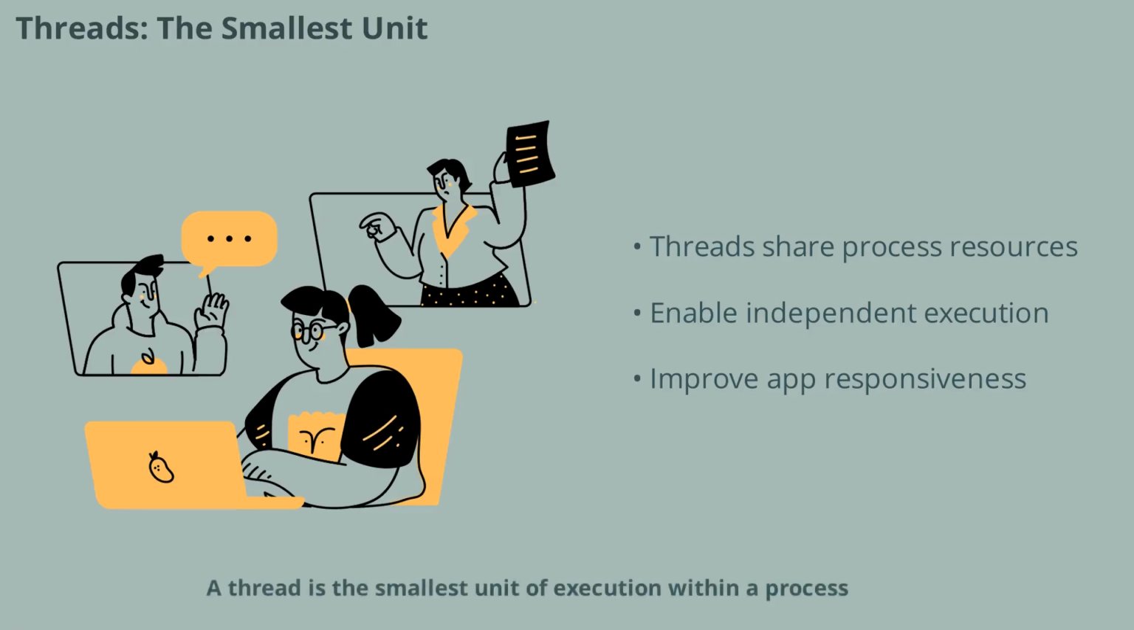Thread is the smallest unit of execution within a process. While a process can have multiple threads, each thread shares the same resources but can run independently. For example, a web browser like Chrome might use separate threads for each tab, allowing you to browse multiple sites without one tab freezing the others. Threads make applications more responsive and efficient, especially when performing tasks like downloading files or rendering graphics.